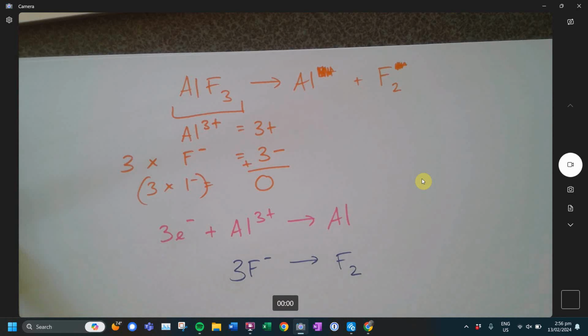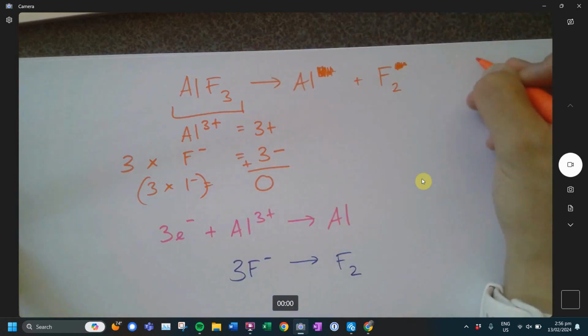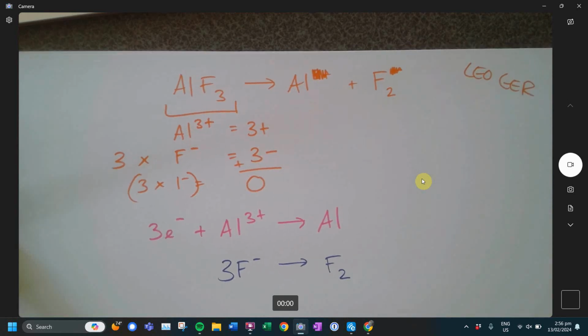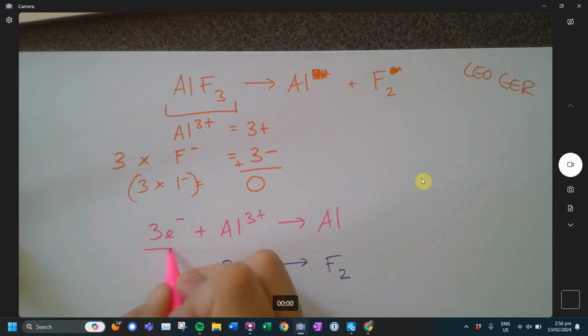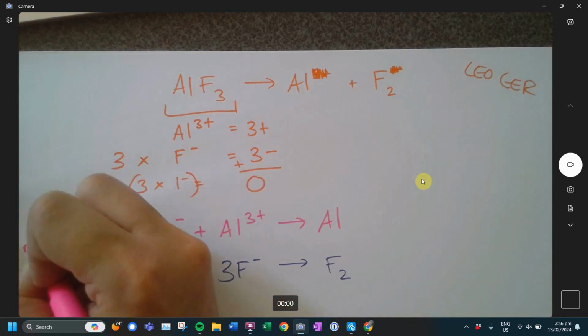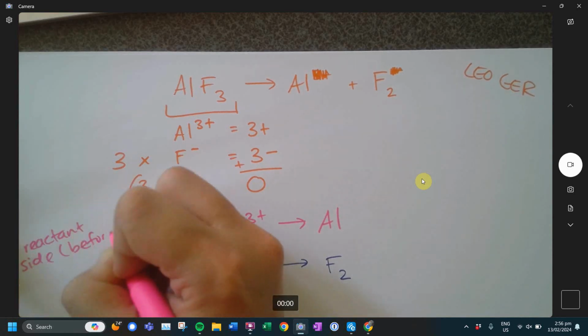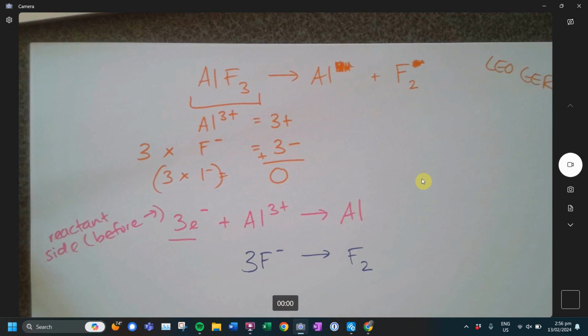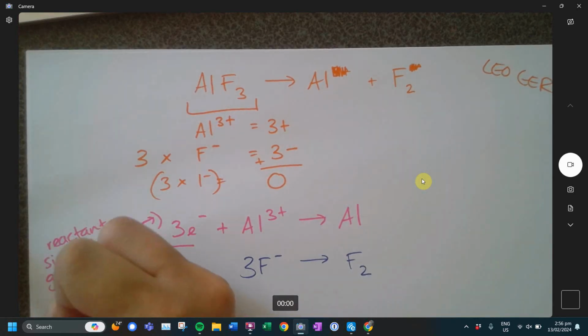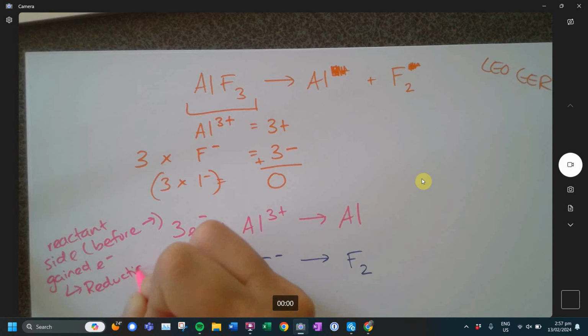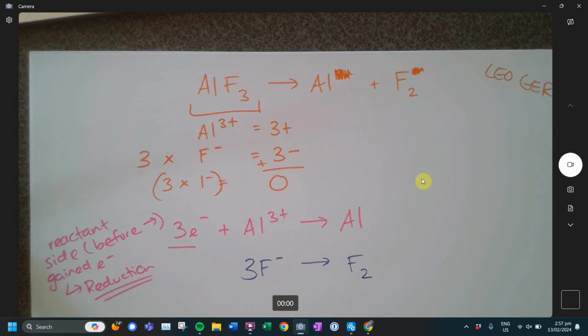All right, again, Leo the Lion says grr. It's okay if you need to write that on your paper to remember. Gain of electrons is reduction. So we see that this is on the reactant side, aka before the little arrow thing. So I must have gained it. And if I gain electrons, that is my reduction half. Happy campers?